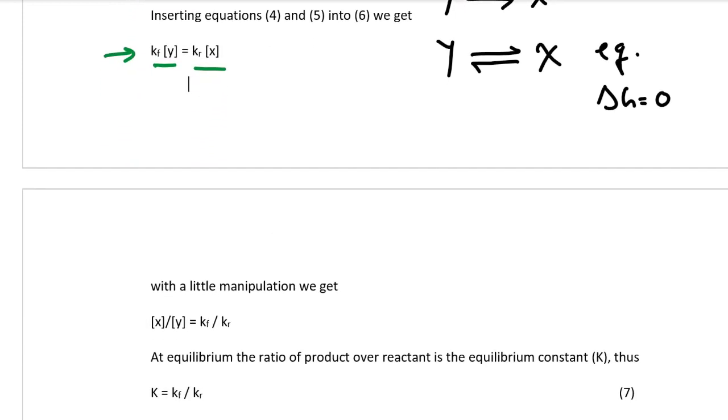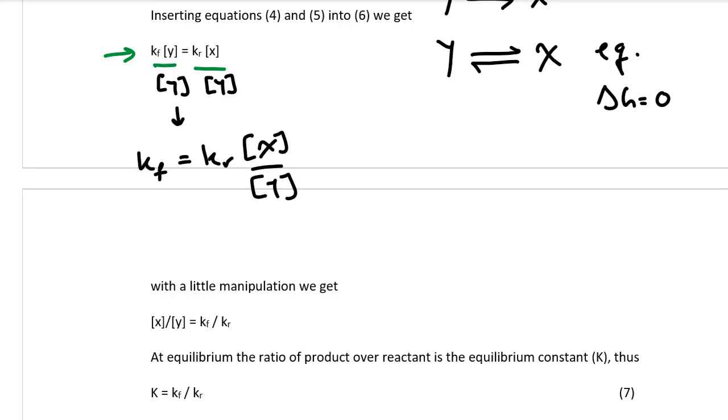Now, a little bit of manipulation, doing a little algebra, and I'll just do it here just to show. I'm going to divide both sides by the concentration of Y. So I'm just going to write it here. Divide both sides by the concentration of Y. Right, and then I get Kf, the Y's cancel out on this side, and have Kr, concentration of X over concentration of Y. Remember, this is at equilibrium, because the rate of the forward reaction will not equal the rate of the reverse reaction otherwise. So we're at equilibrium.